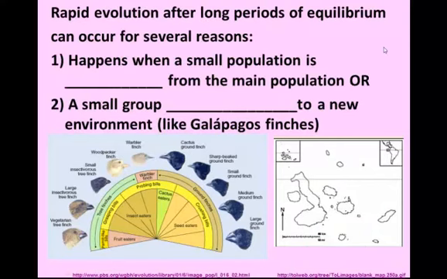Rapid evolution after long periods of equilibrium could occur for several reasons. It happens when a small population is isolated from the main population, or a small group migrates to a new environment like the Galapagos. We may kind of see no change for long periods, and then rapid change to cause lots of different kinds of species quickly.